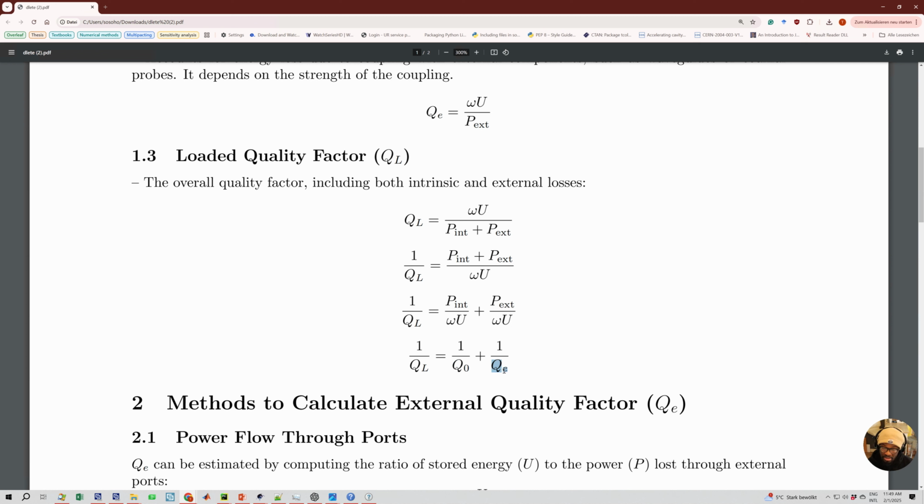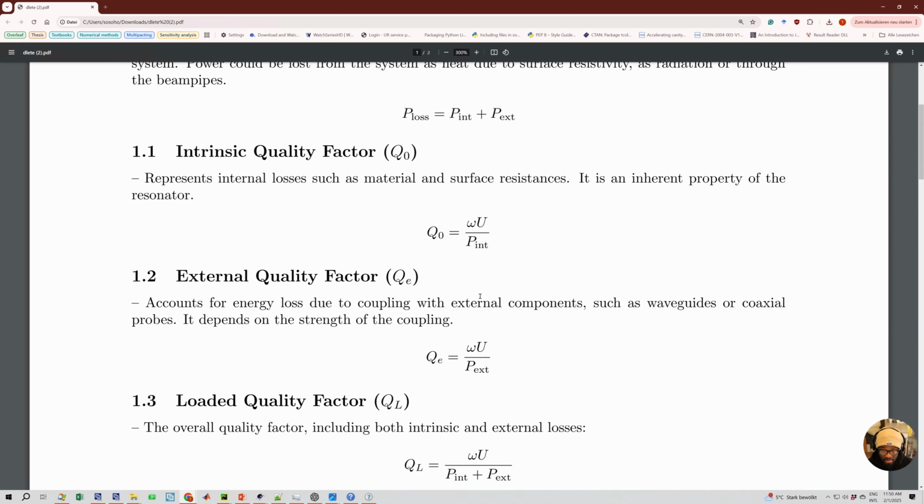Now this is for superconducting cavities. Now for normal conducting cavities where you have relatively high resistivity, for example, you use copper, then this may play a more important role than your external quality factor, depending on your setup. So if this actually dominates, it means that your external quality factor tends to 0.